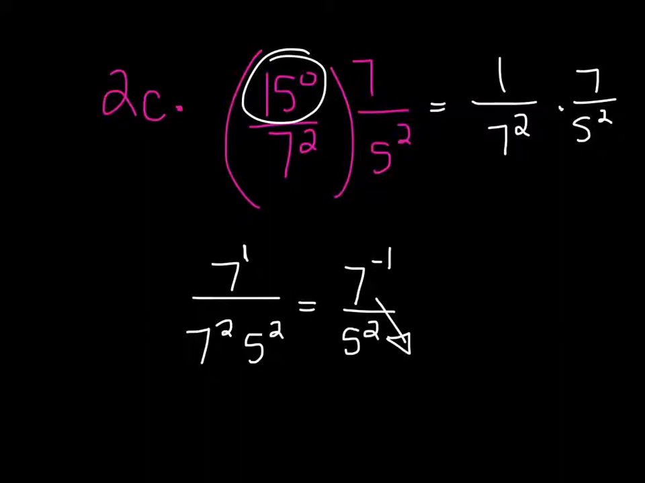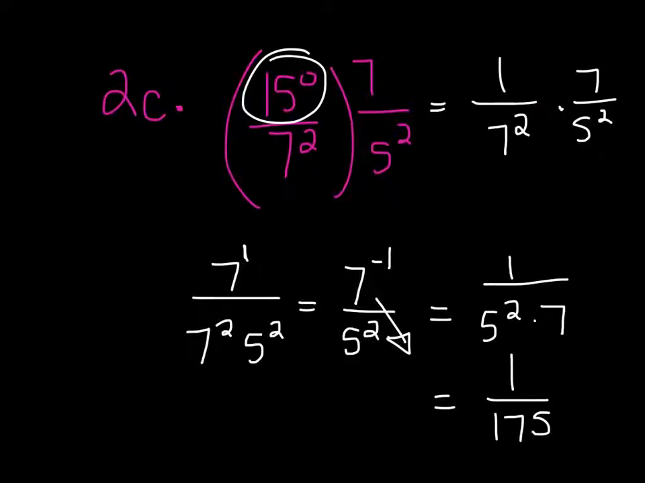That's going to get shoved down to the basement. So everything's in the basement, so I have a 1 left up top. I have 5 squared times 7. 5 squared is 25, times 7 would be 175. So that's my answer, 1 over 175.